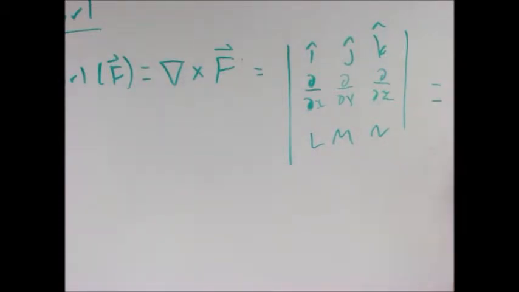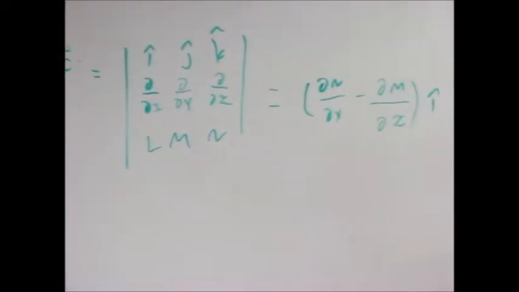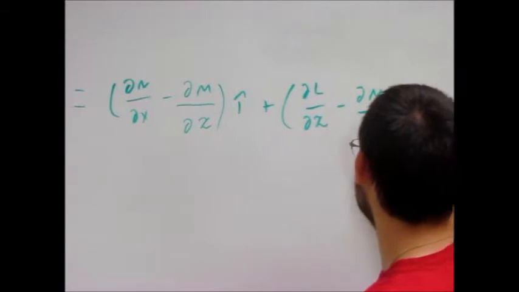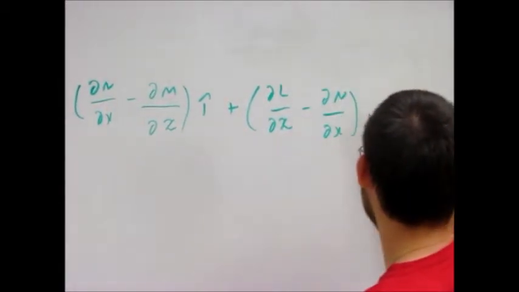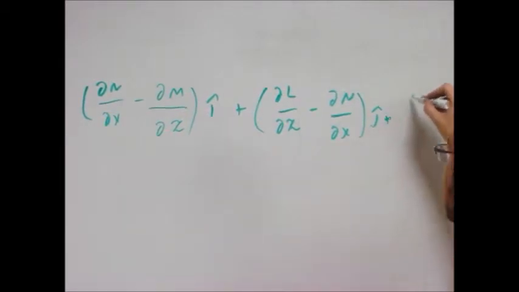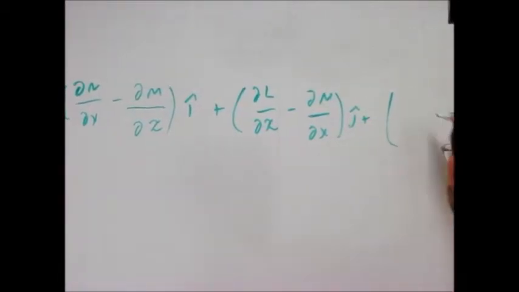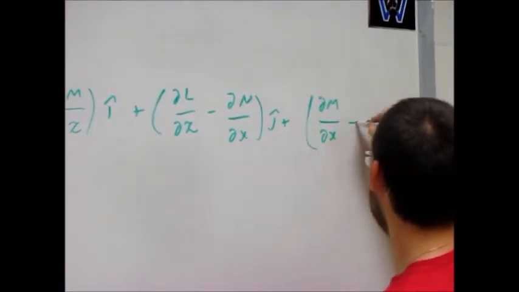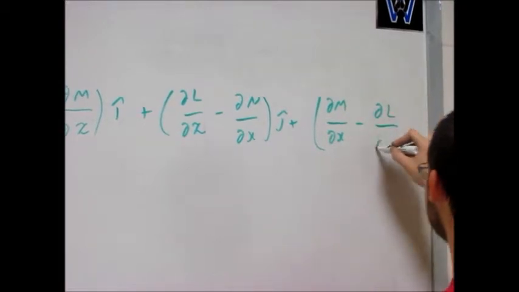So technically, this is partial N with respect to y minus partial M with respect to z, i, plus partial L with respect to z minus partial N with respect to x, j, plus k would be partial M with respect to x minus partial L with respect to y.